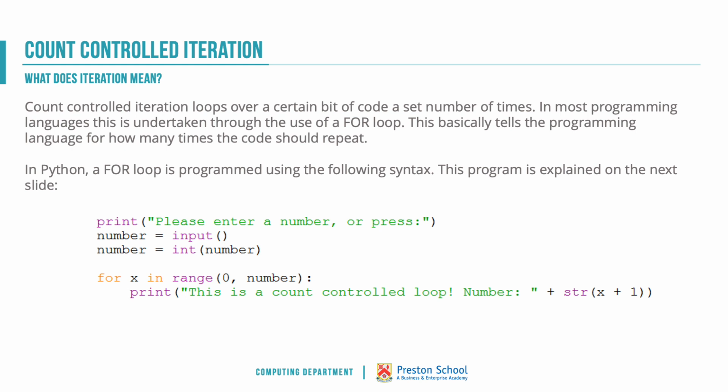So here is an example of a for loop. We're asking the person to enter the number, so our top three lines would be sequencing. And then on line 4 and 5, we're using a for loop. For x in range 0 to number. That means start at 0 and go up to whatever we entered as number. Let's say we entered 10. It's going to print out, this is a count controlled loop number 1 and then 2, right the way up to 10. A for loop is used when we know how many times we want to loop the code beforehand.